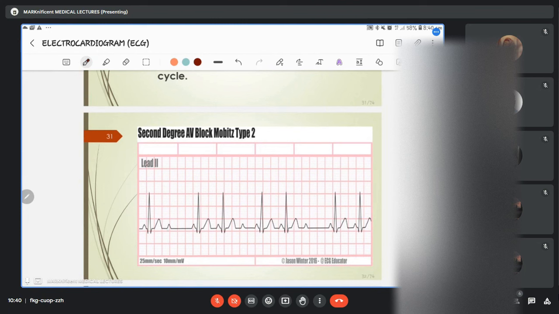In type 1, it will be increasing gradually from 0.21 to 0.22 to 0.23, and then eventually drop. But here, from 0.21 it can drop and then continue from 0.22, 0.23, drop again, then continue 0.24. That is the difference here in type 2, second degree.